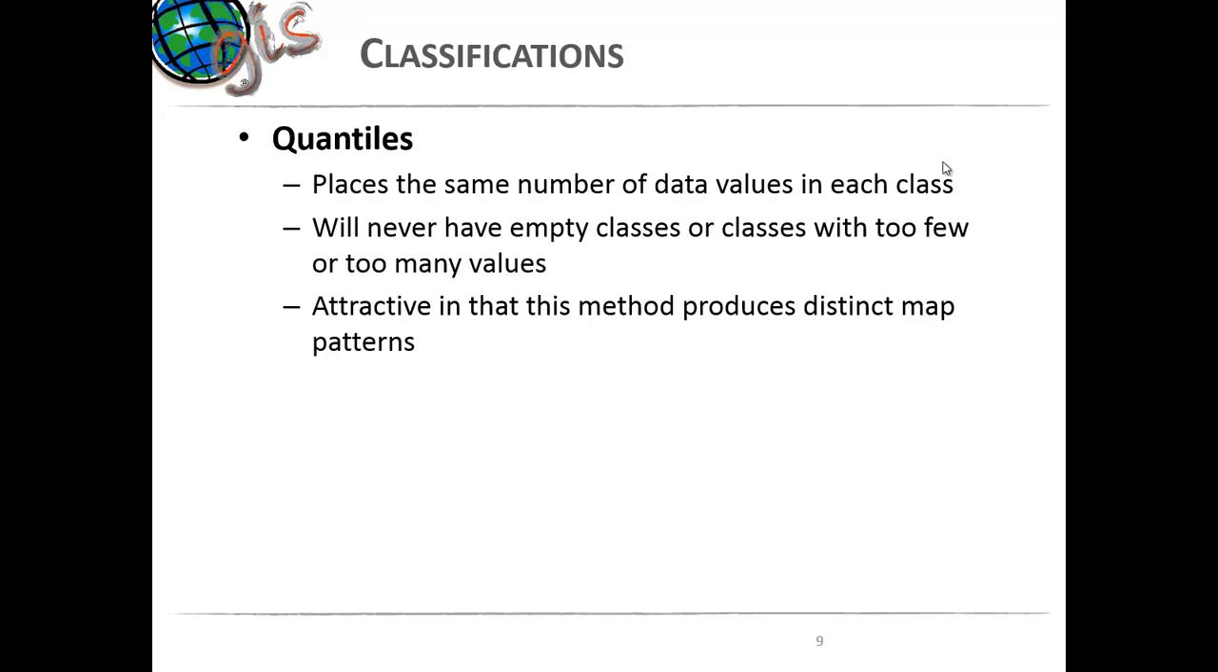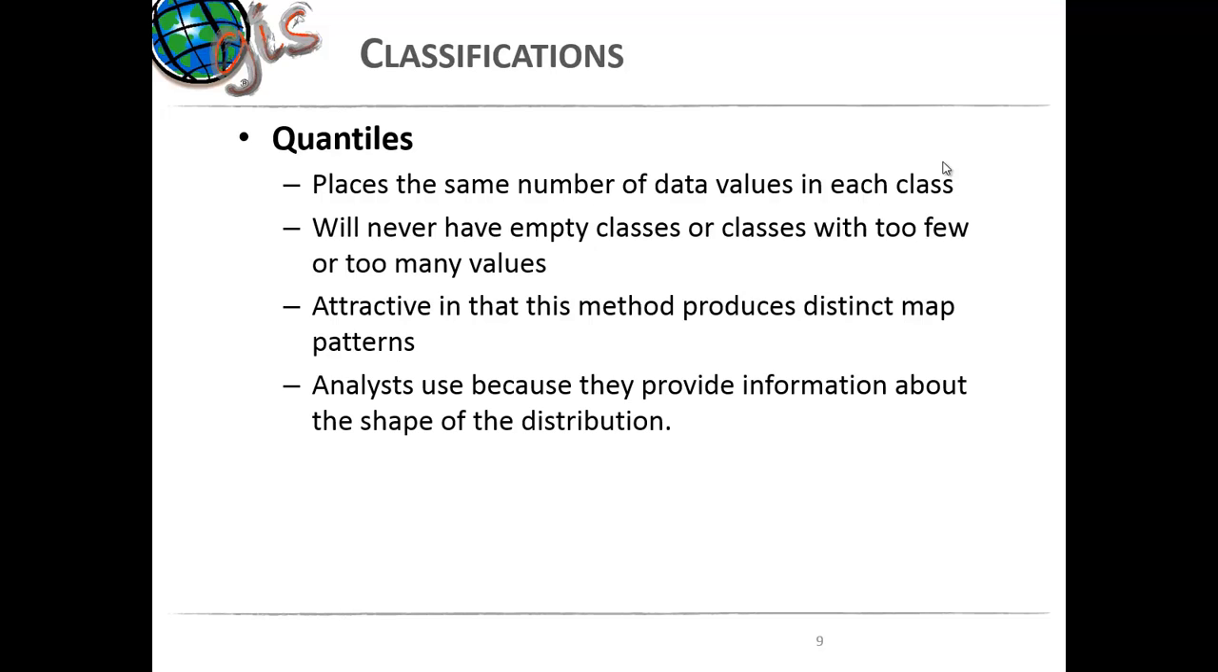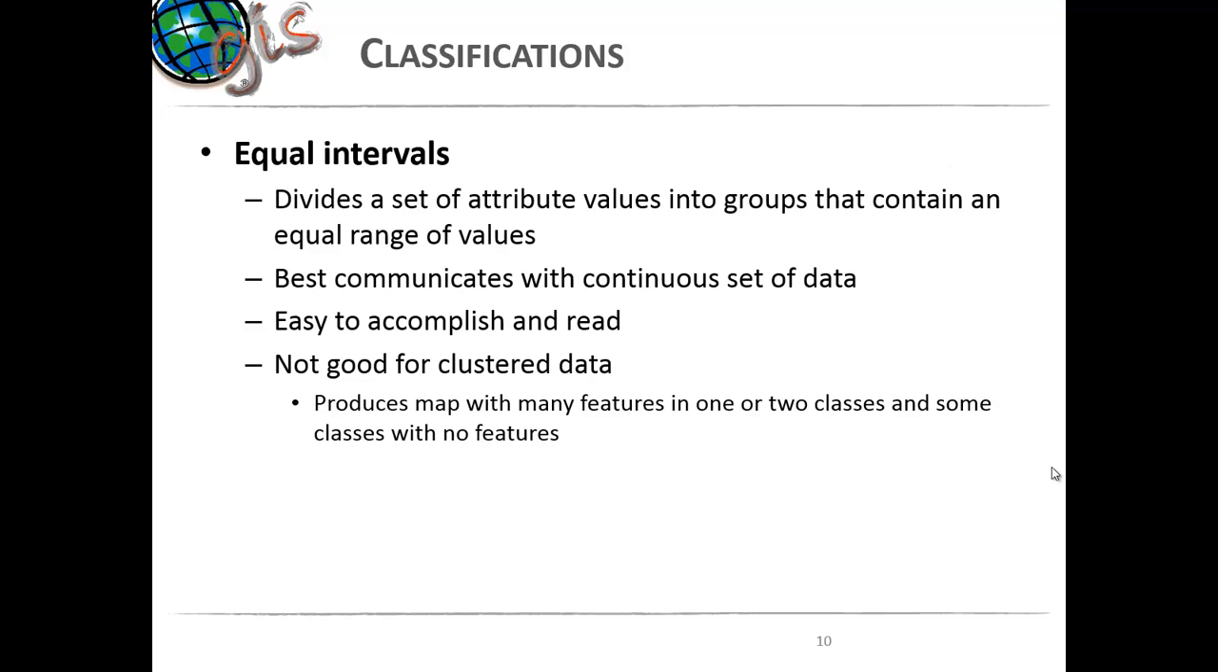So it's called quantiles, and it is an attractive method because it produces very distinct map patterns. Analysts use this because they provide information about the shape of the distribution. For example, like what we talked about, if we have 100 values and 4 classifications, let's say 4 groups, each group will have 25% of the values, 25 values within them.